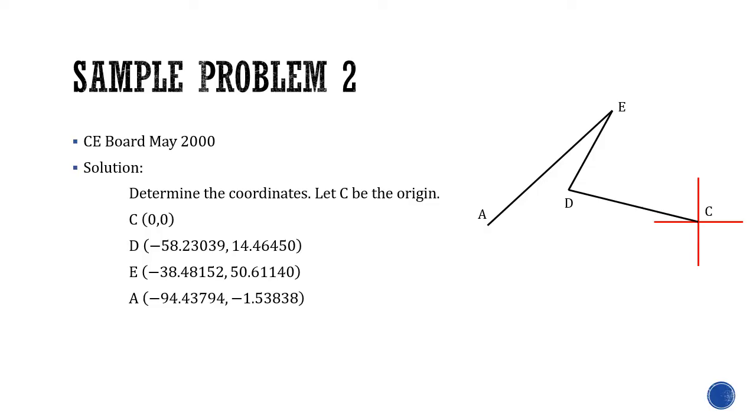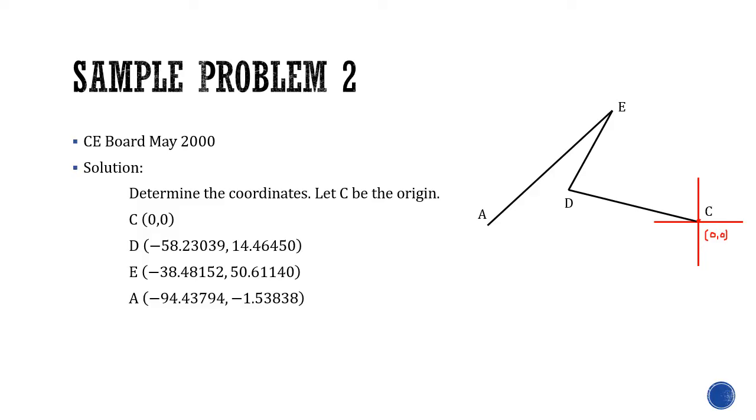Plus, kapag sa graphical method, you have to plot the points, no? So, ganito gagawin natin, no? So, since ang start ng given natin is nasa C, okay, ipa-plot ko to using C as the origin. Okay, if C is the origin, so the coordinate of C is 0, 0. Departure is the movement, di ba, from one point to another sa east-west line. So, kapag titingnan mo, the departure of CD is negative 58.23039. Okay, the latitude of CD is 14.46450.